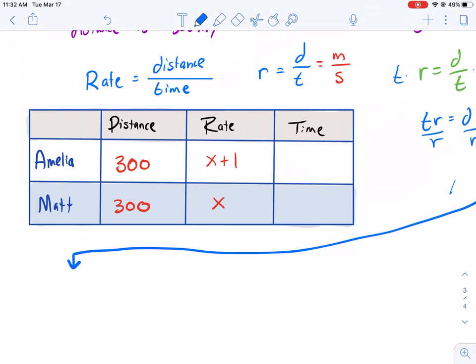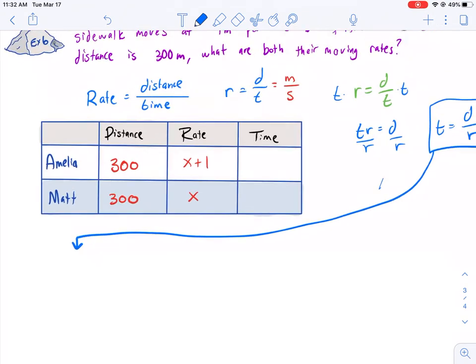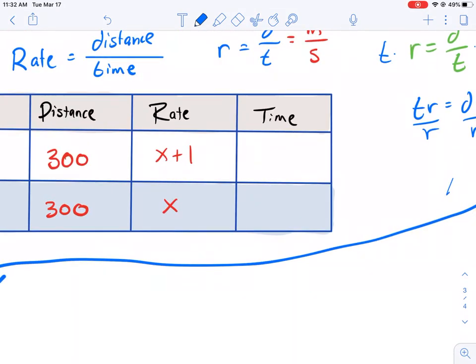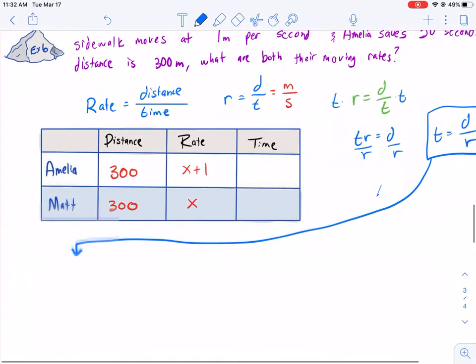We know that their rates are a little bit different. Matt has an unknown rate, x. We don't know how fast he's going, and we don't know Amelia's either. But we do know that she moves at 1 meter per second faster than Matt, so that's why the plus 1 is there. We've already established that we don't want to put their times in t because we don't want two variables, so we came up with a workaround.